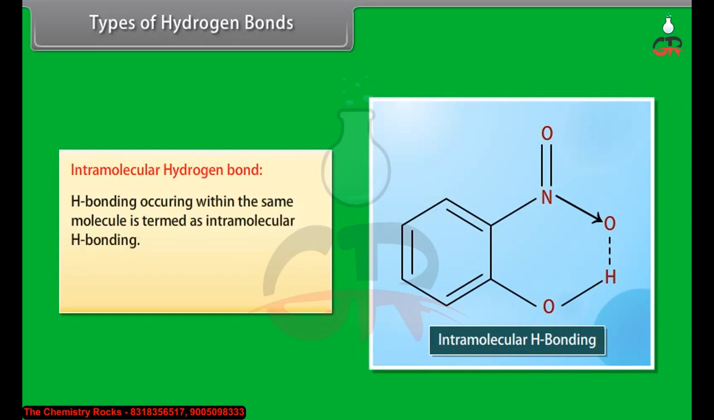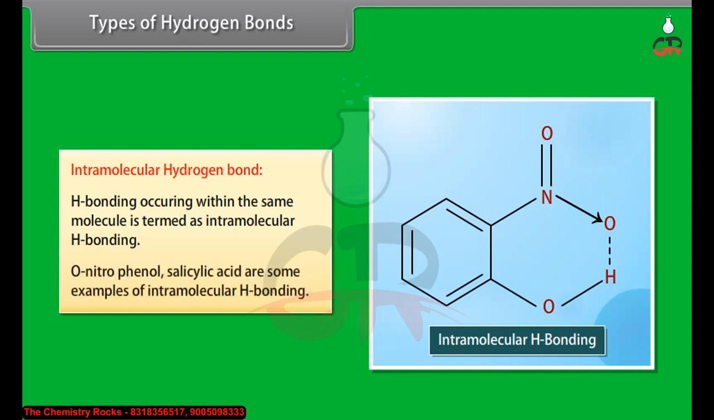Intramolecular hydrogen bond. Hydrogen bonding occurring within the same molecule is termed intramolecular hydrogen bonding. O-nitrophenol and salicylic acid are some examples of intramolecular hydrogen bonding.